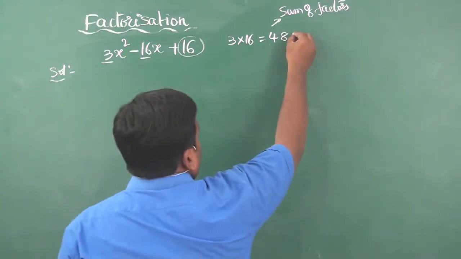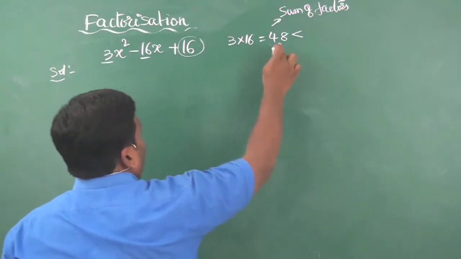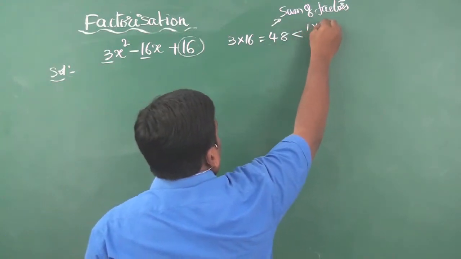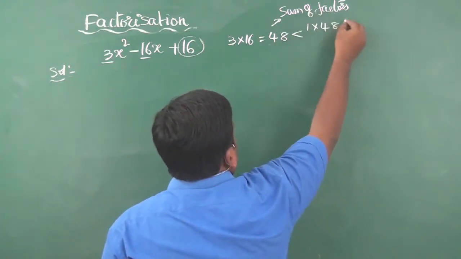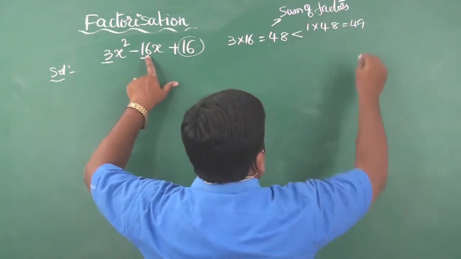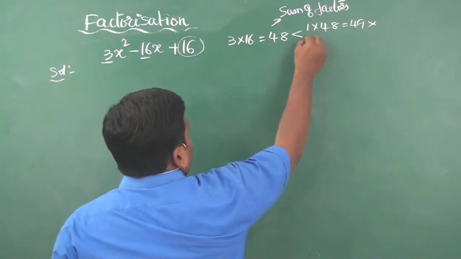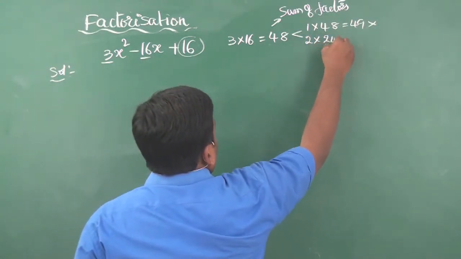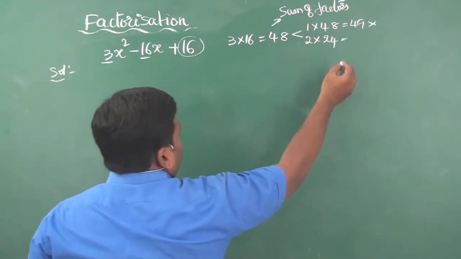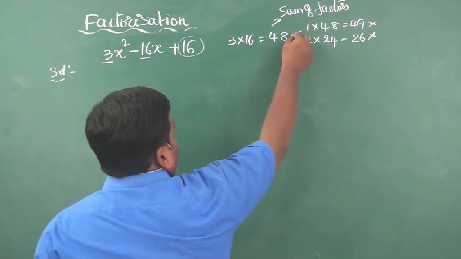What are the factors of 48? 1 into 48, sum of the factors is equal to 49. But the coefficient of x is 16. Therefore, we can't take these two factors. The second one is 2 into 24, sum of the factors is 26. Even we can't take that.